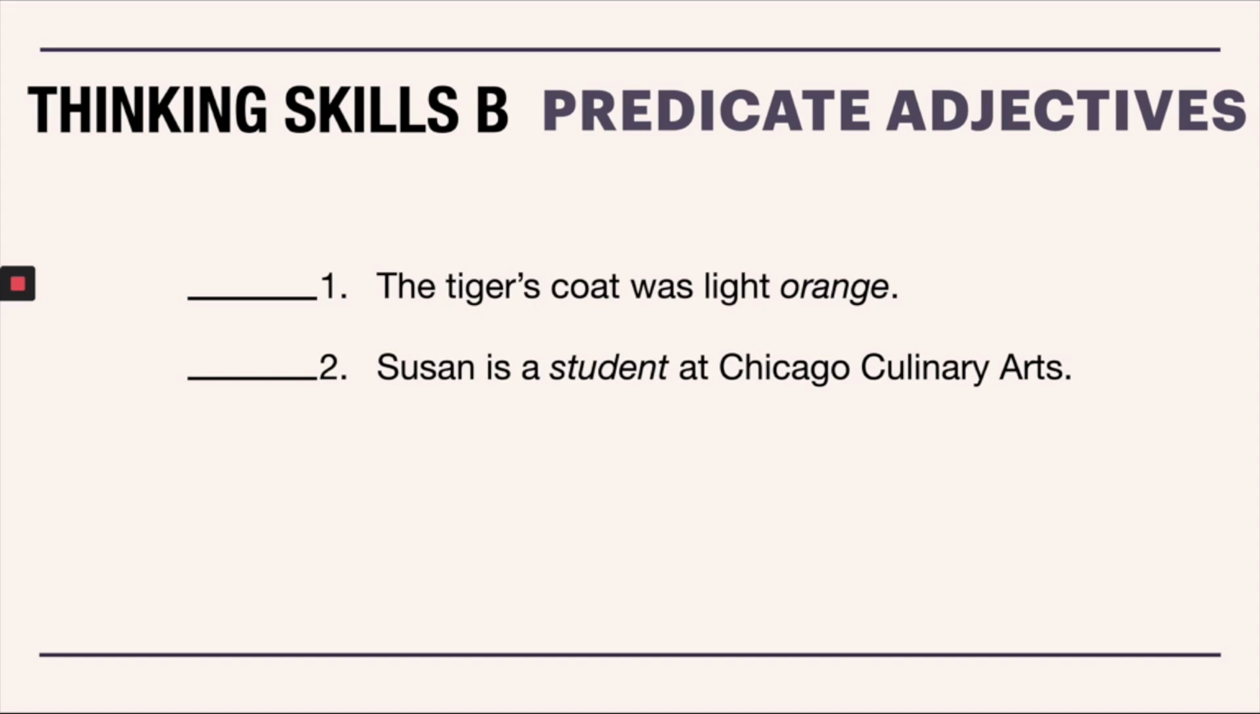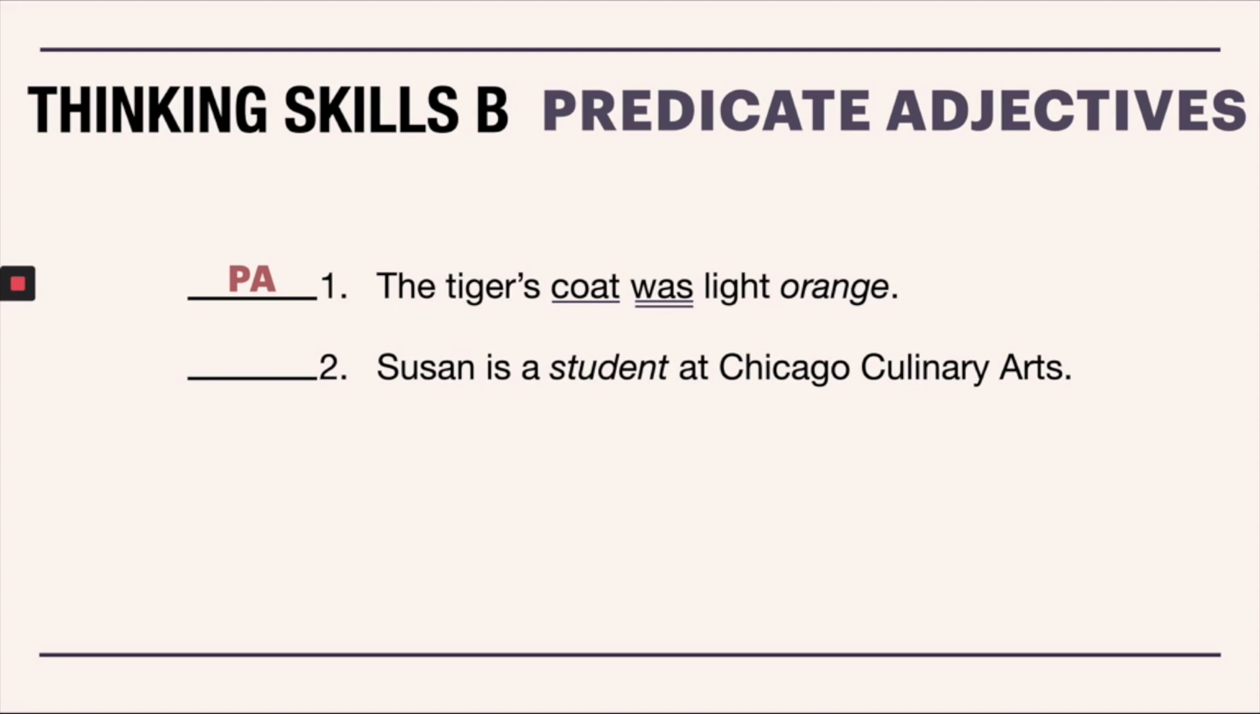We have: the tiger's coat was light orange. Again, we're going to identify the verb and underline it twice. So was is our verb. What was light orange? The coat. Coat was light orange. And then we have a describer. It's describing what color the coat was, so we have a predicate adjective. Orange, the italicized word, is a predicate adjective.